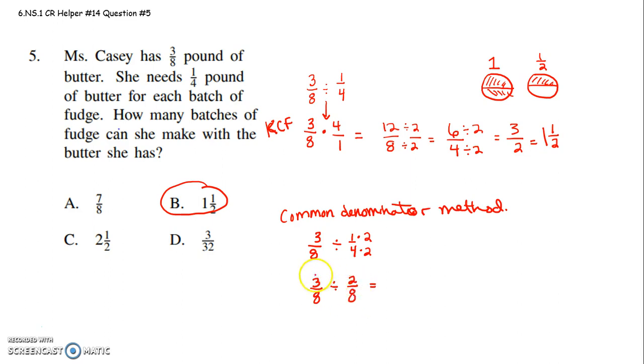How many 2/8 fit into 3/8? Divide straight across the top, straight across the bottom. 3 divided by 2, and then 8 divided by 8 is just 1. So this really is 3 divided by 2, which we could write as 3 halves. 3 divided by 2 is 1 and 1/2.